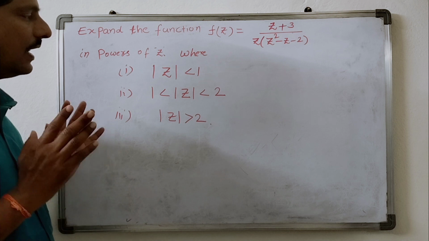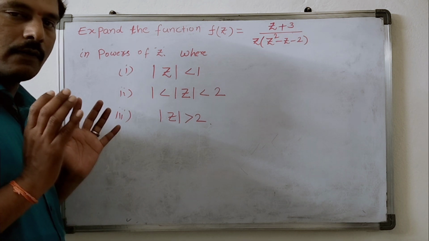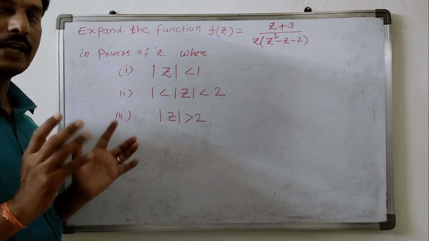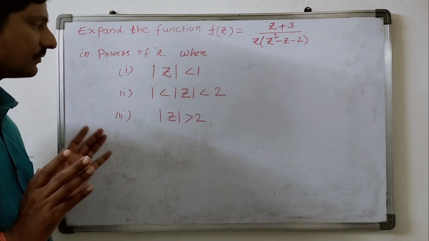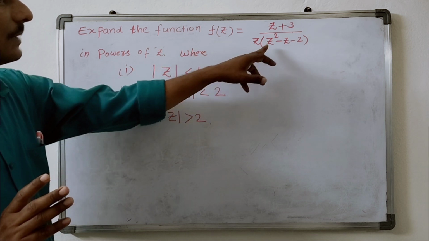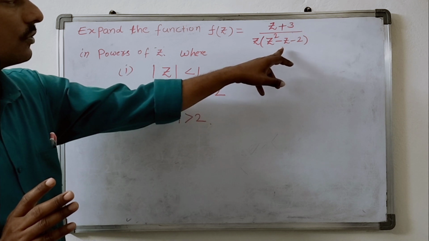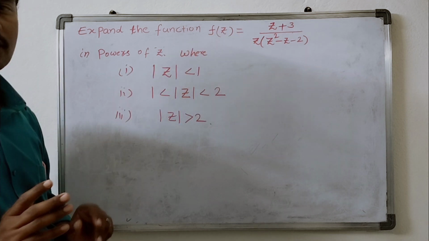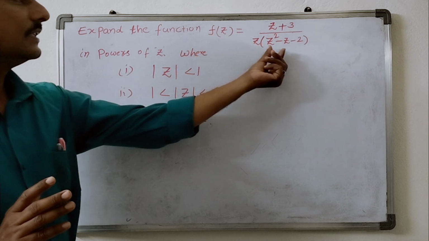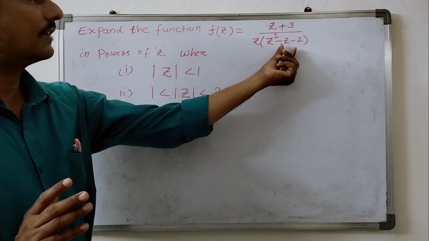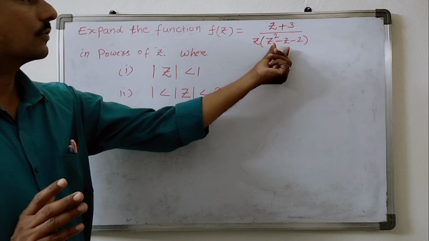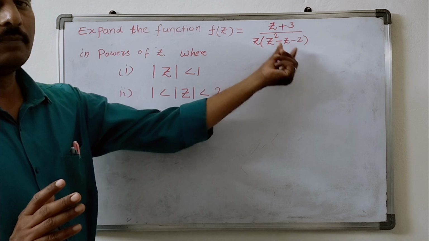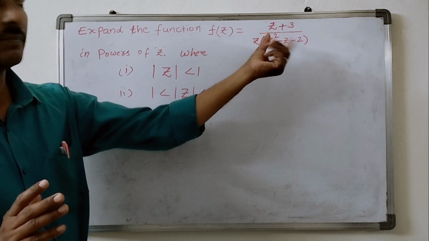Okay students? Okay, and we will just recollect how we expand the given function using Laurent series. Already we have discussed it. First we have to resolve z plus 3 by z into z square minus z minus 2 into partial fractions. If it is a proper fraction, directly we can resolve it into partial fractions. Z square minus z minus 2 is a quadratic factor. First we convert this into two linear factors. After that we resolve it into partial fractions, A by, B by, C by, and we will find the values of A, B, C.